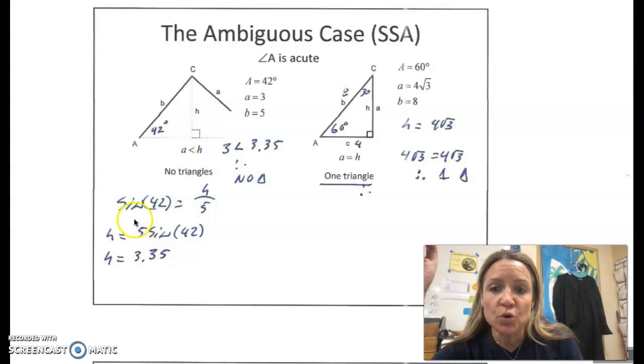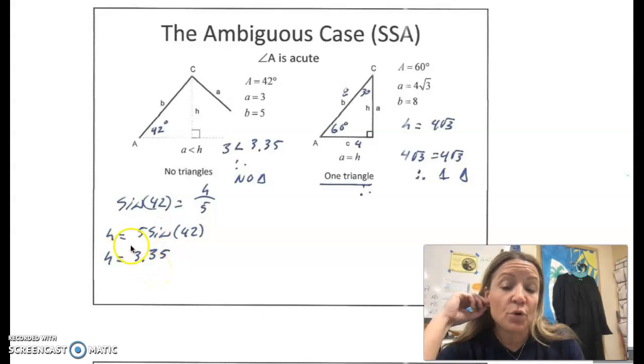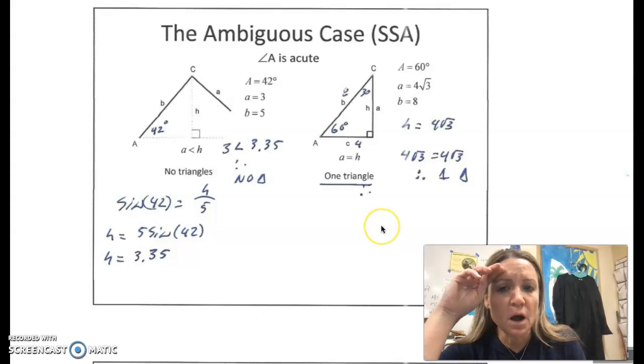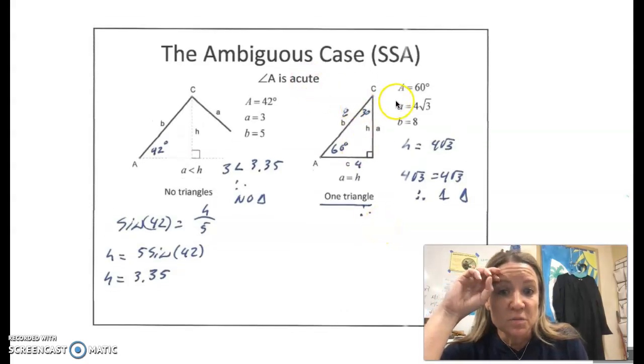So to get that h, we're just going to use that formula we saw on the second slide, which says that the sine of angle 42 is equal to height h over side B, which is 5. Do the cross product, solve for h, and you get 3.35. All right, so this one is also acute.